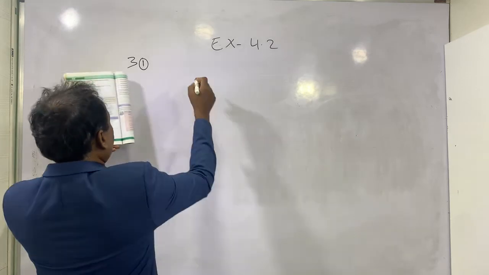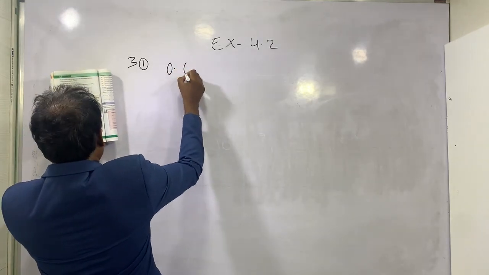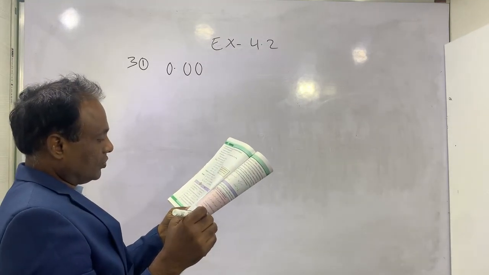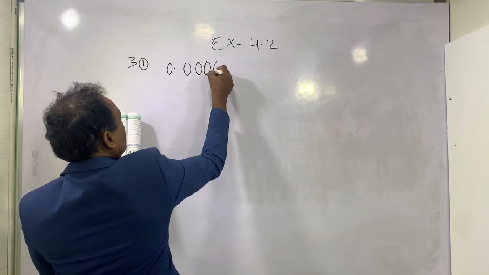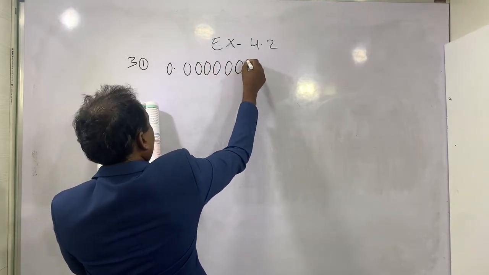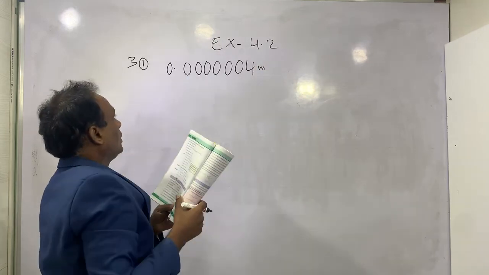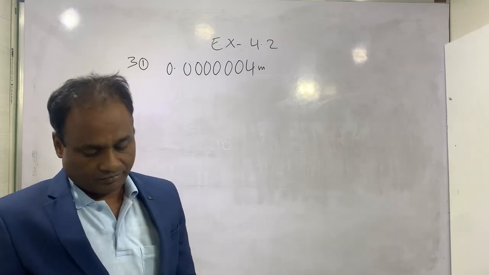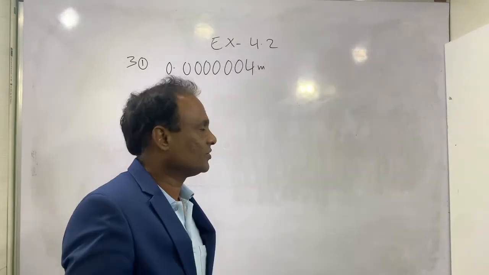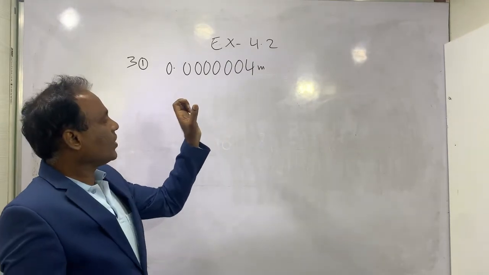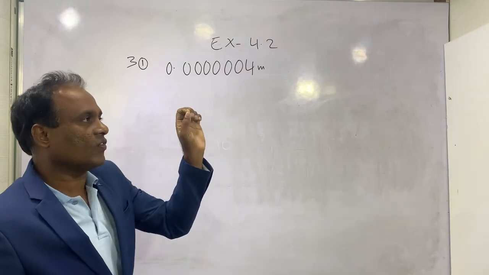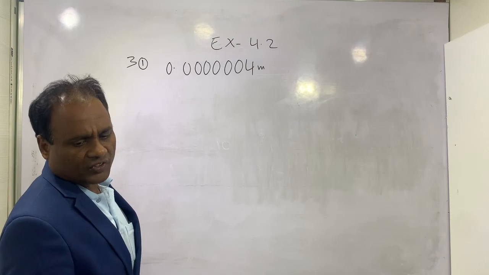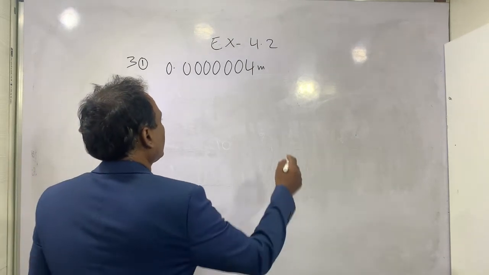The size of the bacteria is 0.0000004 meters. Change it into the standard form. Standard form means only 1 digit, or if it has more digits, 1 digit point something into 10 to the power of. We already completed the first question and solved many bits in this. How to change it into the standard form?